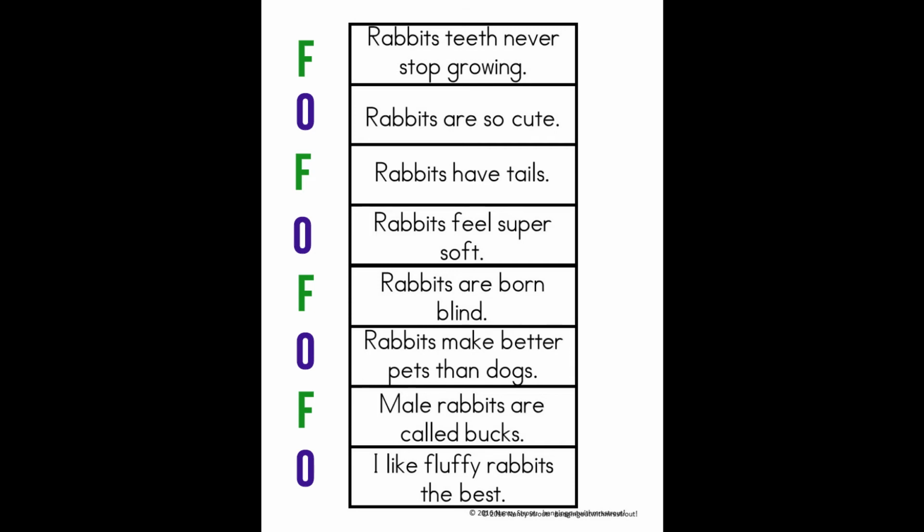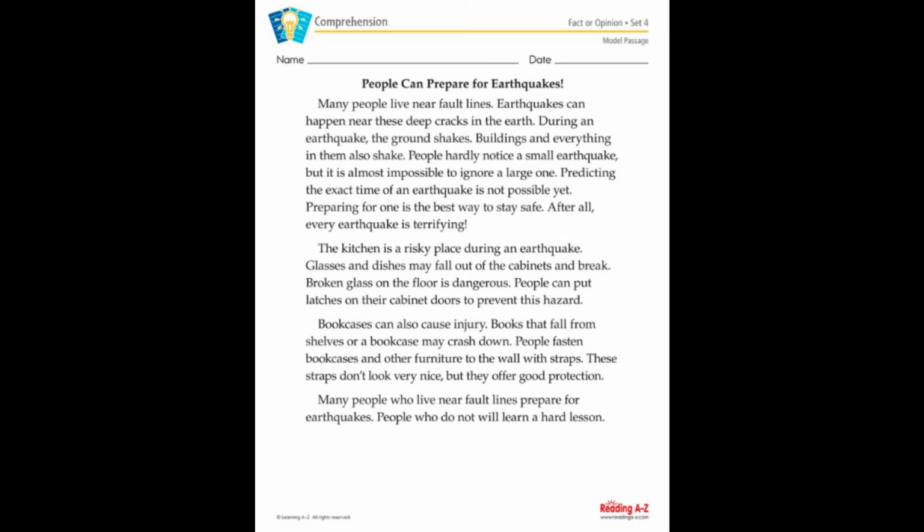All right, Year 5. What we're going to do now is read a text called People Can Prepare for Earthquakes. It's taken from RAZ Kids. With this text, I'm going to model to you how I can tell the difference between facts and opinions. Afterwards, I'm going to send you off to RAZ Kids, where you are going to find a fact and opinion activity. But first, let's read through this passage.